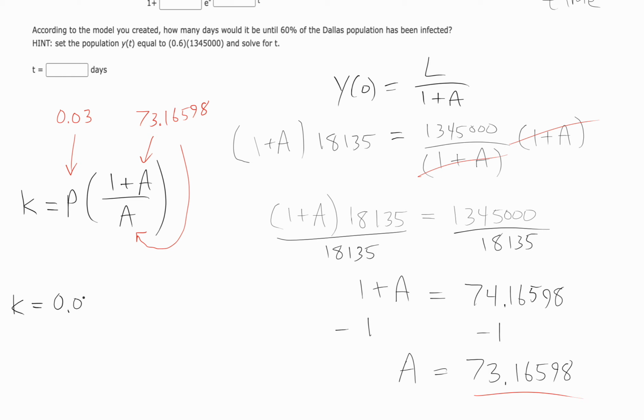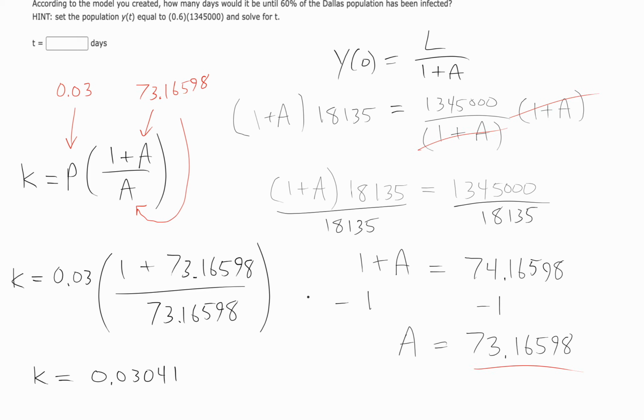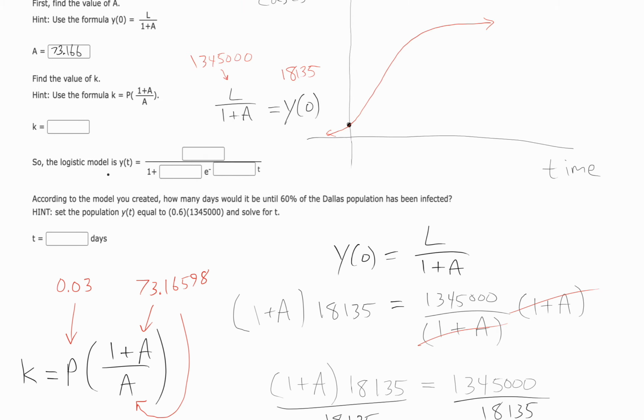So K is 0.03 times 1 plus 73.16598 over 73.16598. Alright, so I'm getting K is 0.03041. So at that point, we should be able to construct the equation.